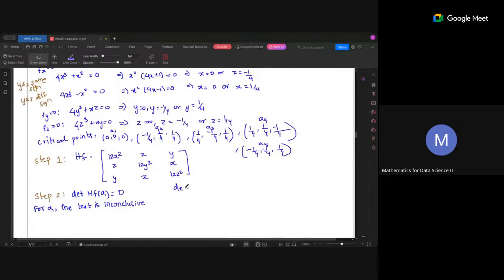What about the determinant of HF at A2? Calculate and tell me. Minus 1 by 4, 1 by 4, 1 by 4. What is the determinant? Calculate and tell me. You just have to tell me the sign. That's sufficient for us. The value is not important. Positive. So it is positive, right? Okay, what is the value for the determinant of HF at A3? Positive or negative? 1 by 4, minus 1 by 4, 1 by 4.